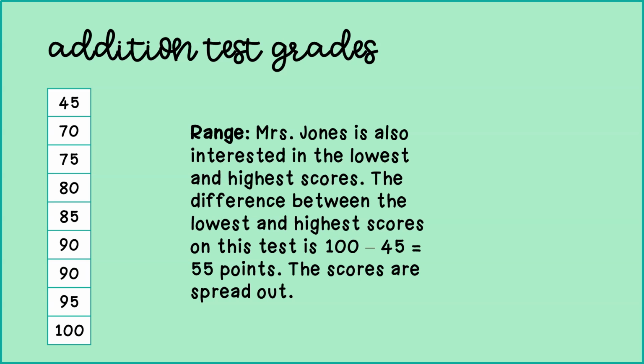The range is also important. She wants to know, what's the difference between the highest score and the lowest score? That would be 55 points. So the scores are pretty spread out. One student got a 100%, but another student got a 45%. Based on that, Mrs. Jones might feel that the students didn't understand that addition concept as well.